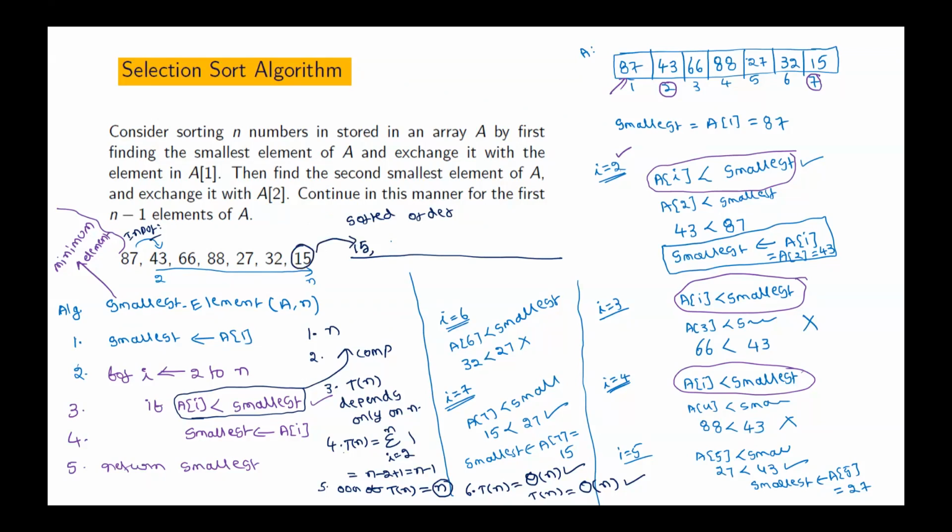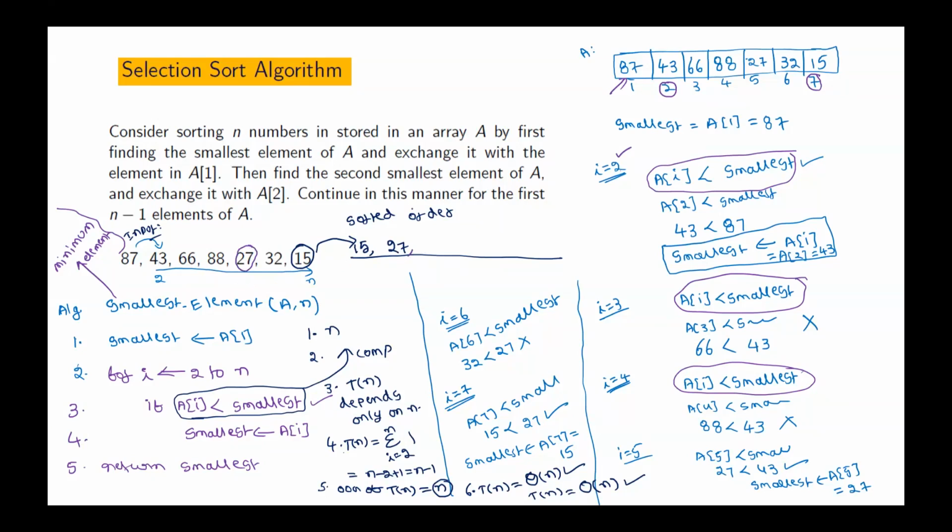Correct. Next, what is the next element in the sorted order? 27. What is this 27? In the remaining elements, is it the smallest element or not? The remaining elements are 87, 43, 66, 88, 27, 32. It is the smallest in the remaining elements, no? Yes, sir. What other name can we use for that? I can call it the second smallest element, no? Yes, sir. So in the remaining elements, you find the smallest and move it to the second position.